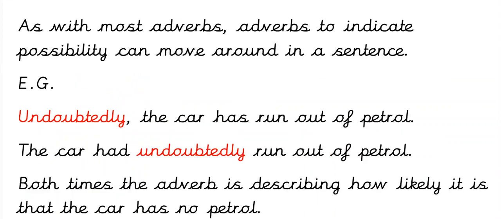As with most adverbs, adverbs to indicate possibility can also move around in a sentence. Okay, so for example, undoubtedly in the next two sentences is my adverb to indicate possibility. So in my first sentence, I've started with the word undoubtedly. So undoubtedly, the car has run out of petrol. So I can also move that adverb around in my sentence and I can change it to the car had undoubtedly run out of petrol.